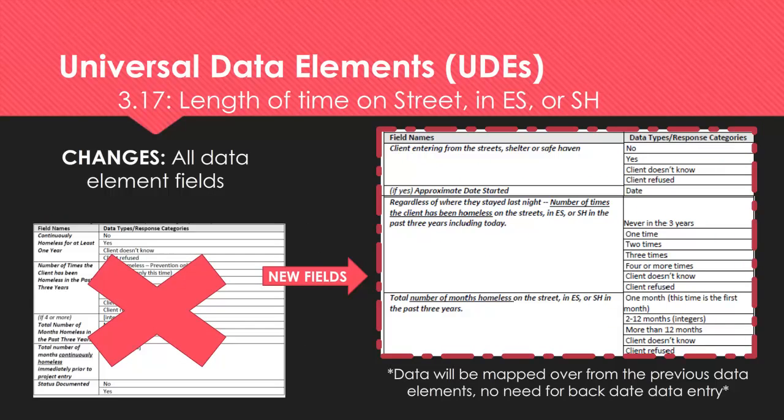The next change is to data element 3.17, Length of time on the street, in an emergency shelter or in a safe haven. In addition to the presence of a disability, these questions capture whether a client is chronically homeless. These questions have been made more clear.